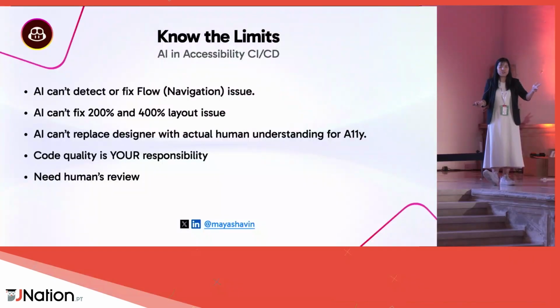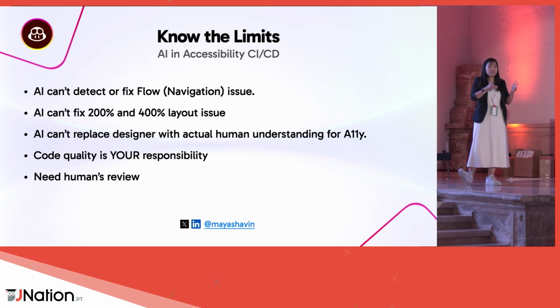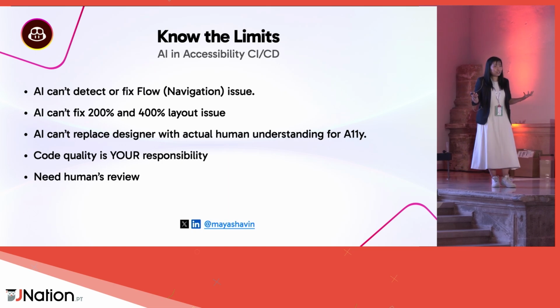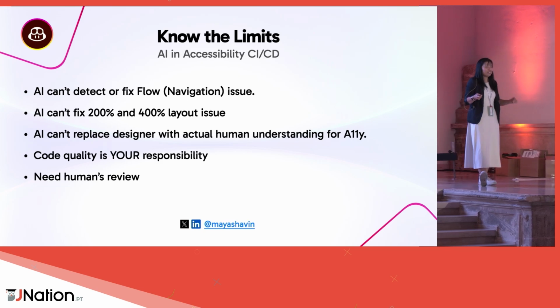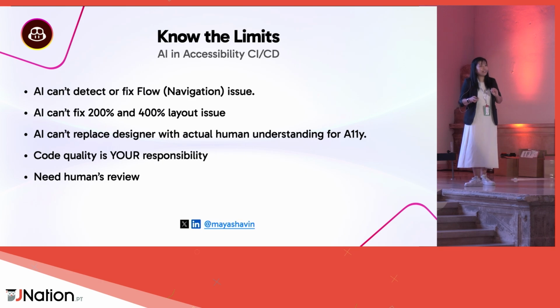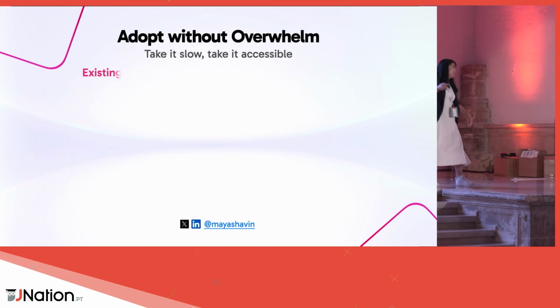And AI cannot fix things like contrast or anything else for you, because you need to know how to fix it. AI will only know how to fix it when you tell it what to fix. And for layout issues, like 200% or 400% zoom, it will not know how to do it for you. So you have to review it, and you always have to be careful when you're working with AI. So how do we adopt it?